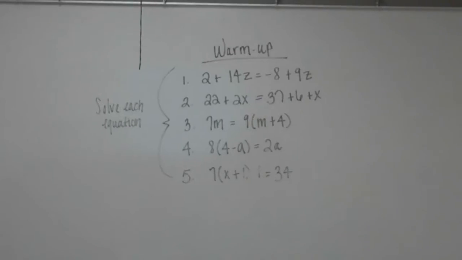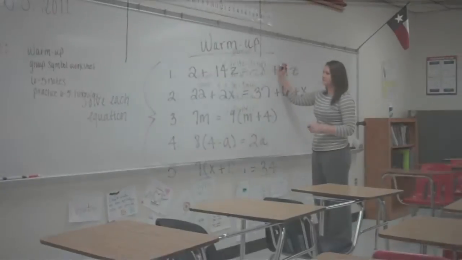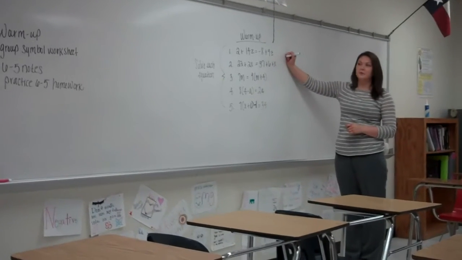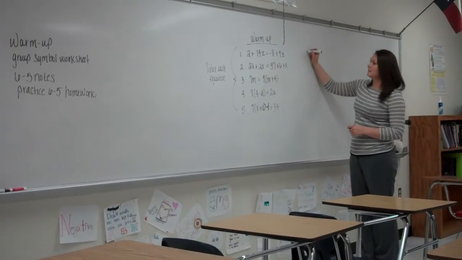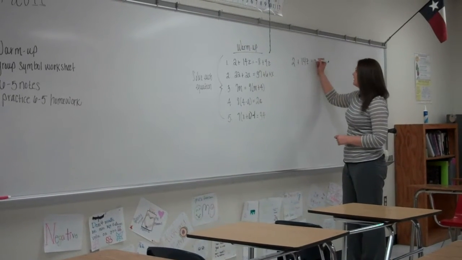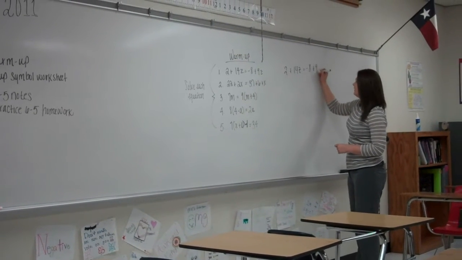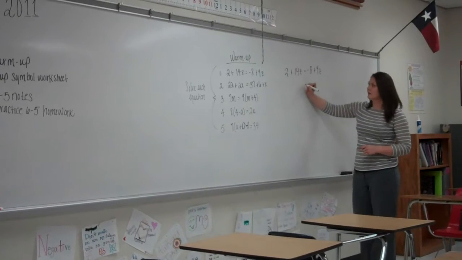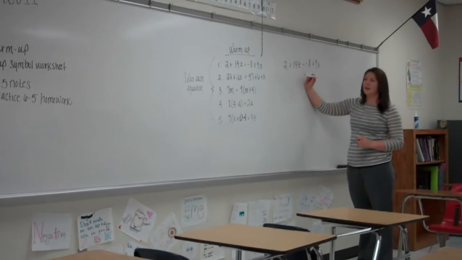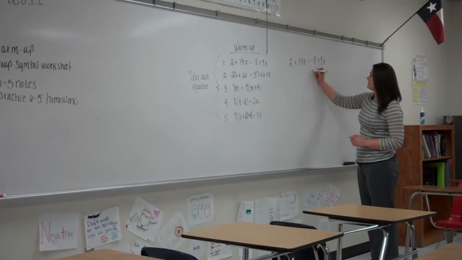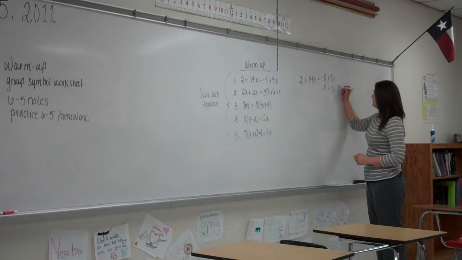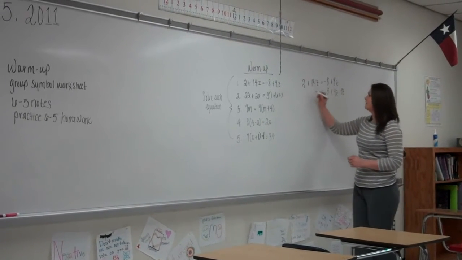I'll give you about 5 minutes, and then we'll go over it together. Number 1, what do I do first? Subtract 9z. How do you figure that? You do it on both sides. Are we getting like terms on one side of the equal sign, right? So you wanted to subtract the 9z from both sides or just one side? Both sides.